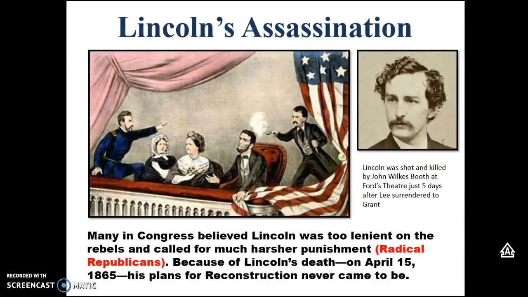Before Lincoln went through the whole Reconstruction process, he was actually assassinated. So many in Congress believed Lincoln was too lenient on the rebels and called for much harsher punishments. These are the radical Republicans. Because of Lincoln's death on April 15, 1865, his plans for Reconstruction never came to be. Lincoln was shot and killed by John Wilkes Booth at Ford's Theater just 5 days after Lee surrendered to Grant.